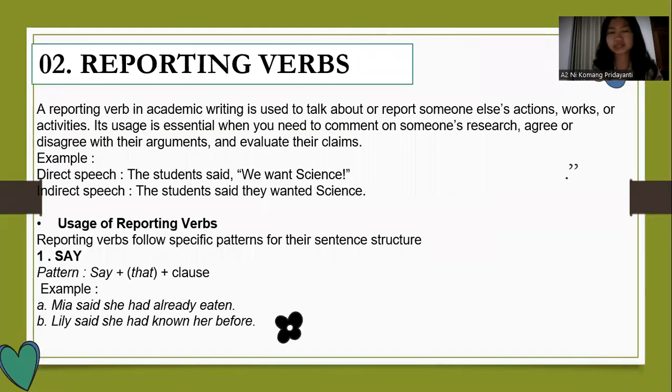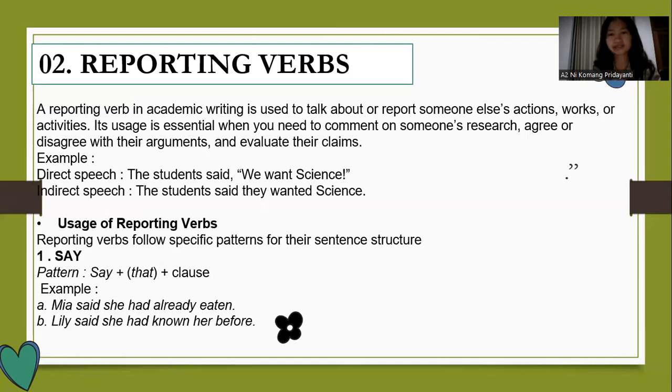Okay, and then next I will tell you about reporting verbs. Reporting verbs in academic writing are used to report someone else's action, works, or activities. Their use is essential when you need to comment on someone's research, agree or disagree with their arguments, and evaluate their claims. For example, for direct speech: as the student said, they want scenes. And in indirect speech: the student said they want scenes.